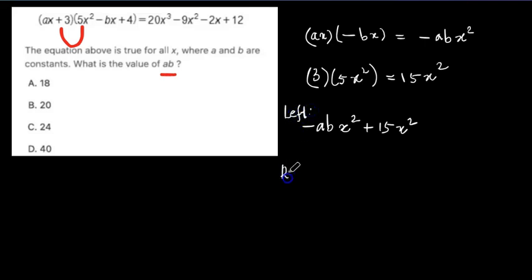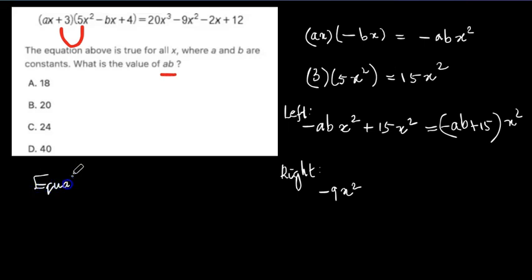So on the right side, the x square term is negative 9x square. So you can equate the coefficient of x squared. Here the x square coefficient is negative AB plus 15. Okay, negative AB plus 15 x square. So I'm equating the coefficients.